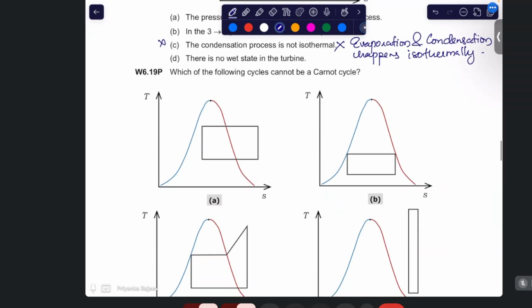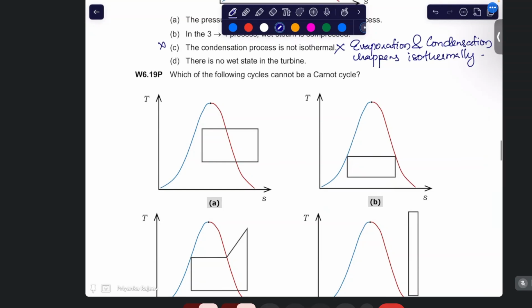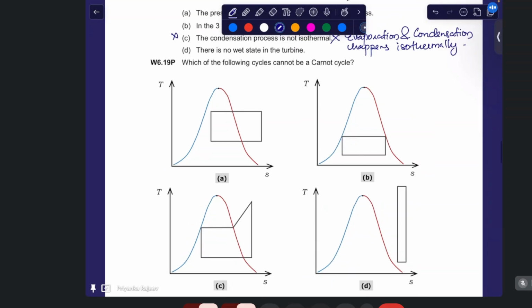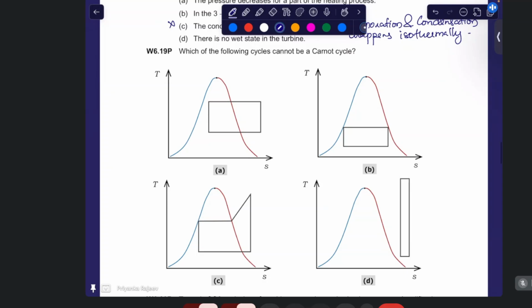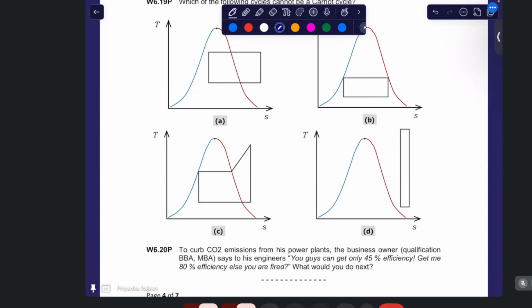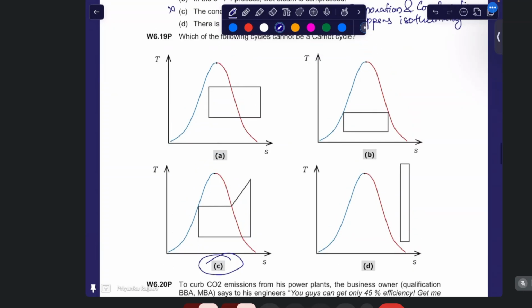Now, next question, 19. Which of the given TS cycles cannot be a Carnot cycle? The Carnot cycle in the TS diagram must have two horizontal lines, which are the isotherms, and two vertical lines, which are adiabatics. So any diagram that is not showing a perfect rectangle in the TS plane is not a Carnot cycle. So the option will be C. So C is the wrong answer.